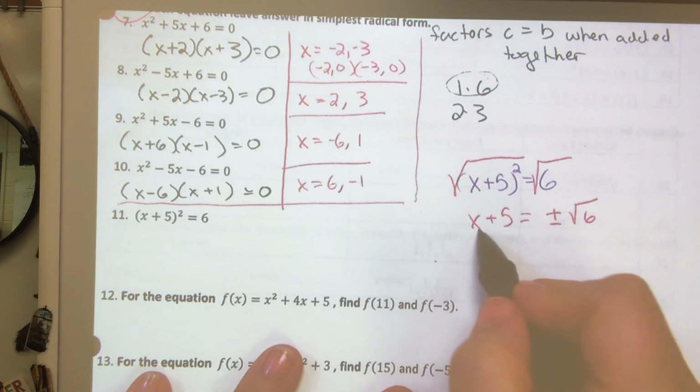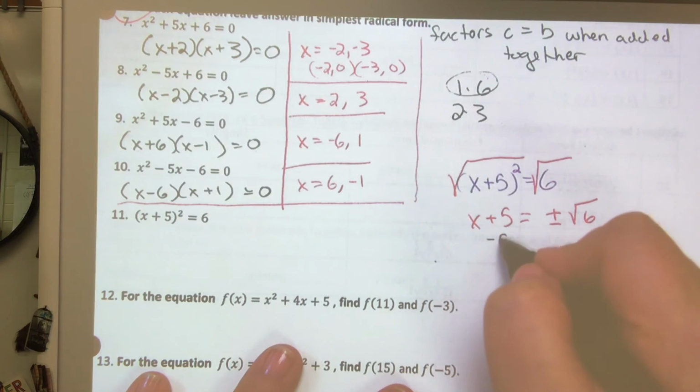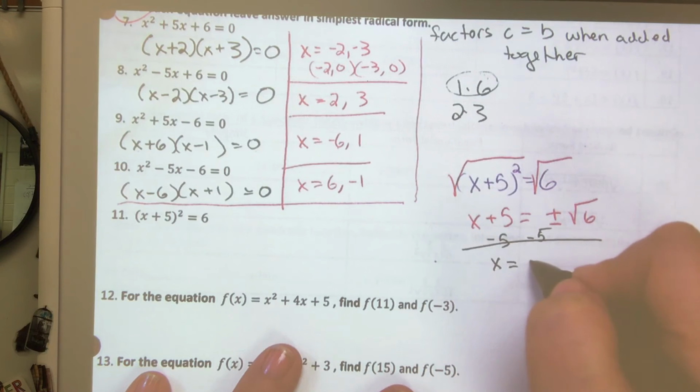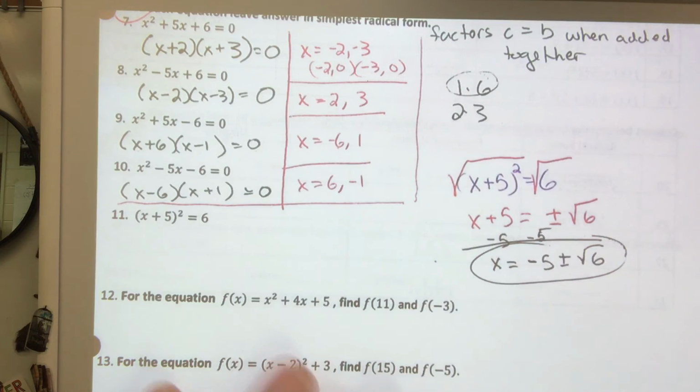Now I still need to get this x by itself, so I need to move the 5 over to the right. I do this by subtracting it from both sides, and I get x equals negative 5 plus or minus square root of 6. And that is my answer for number 11.